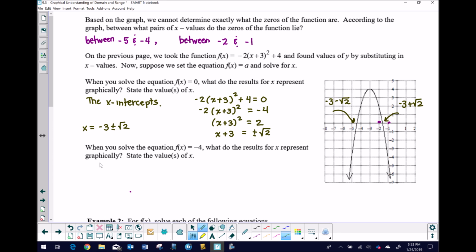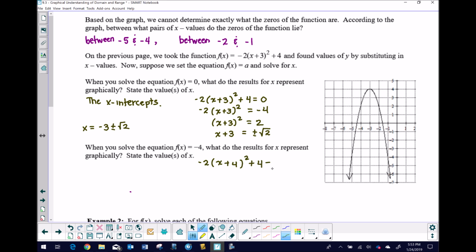Returning to our document, it says when you solve the equation f of x equal -4, what do the results for x represent graphically? State those values of x. I'm going to get rid of these things labeled on this graph. Well, do we know what that means graphically? Does it mean it crosses the x-axis? Maybe some of you are pretty confident about what it means. So let's just go ahead and solve for it first, and then maybe we can get an idea about what it means graphically.